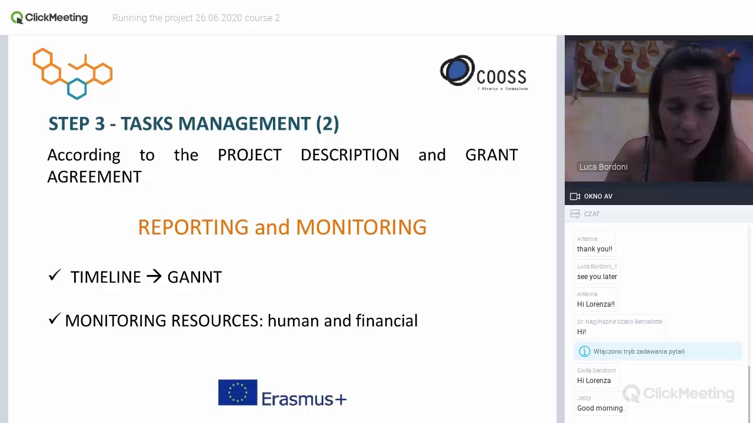And this is a sort of reminder. The main work in running a project in task management is to monitor first, then report, and carry on during the project according to the first project, but above all according to the grant agreement. And with this aspect we have to monitor also the timeline and the resources used in each task and activity.